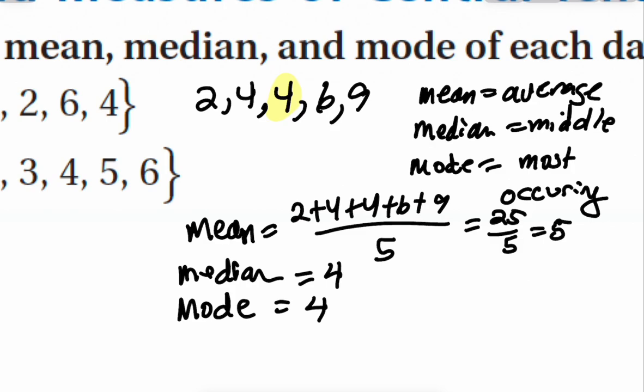So you may recall, for the mean, you're going to add them up and divide by how many are on the list. There are 5 on our list. They add up to 25. 25 divided by 5 is 5. So the average is 5.